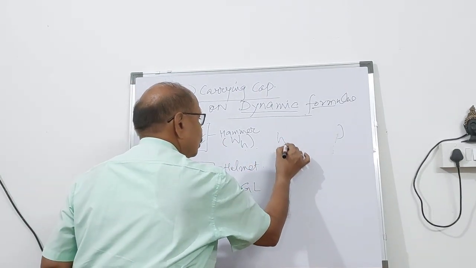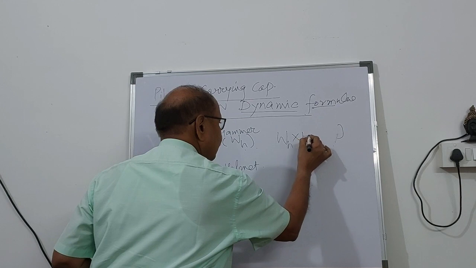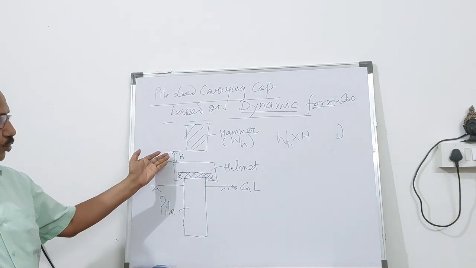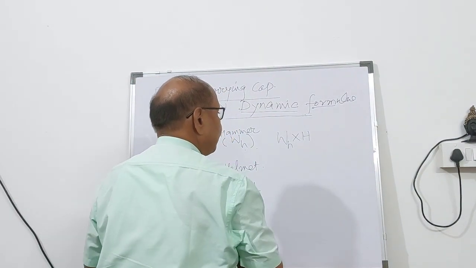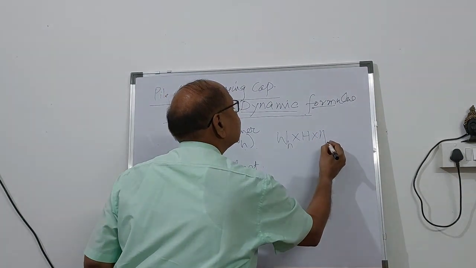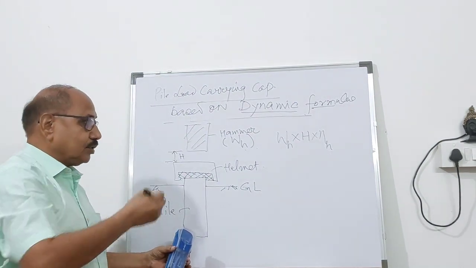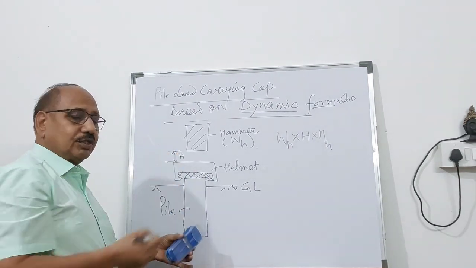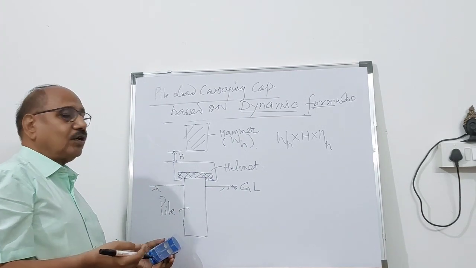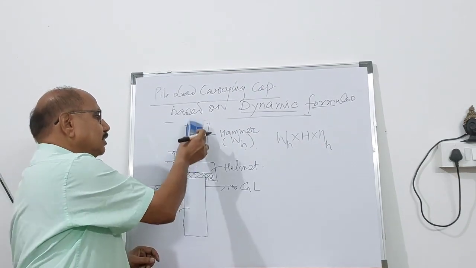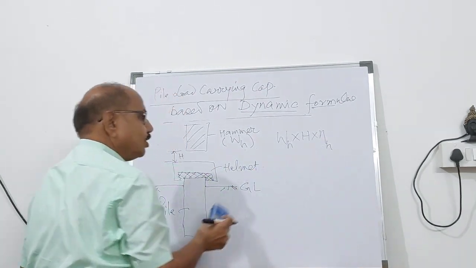imparted. So if the weight of the hammer is WH, you multiply it by the height of fall, capital H, as shown in the figure, that is the energy, multiplied by the efficiency of the hammer, eta H. So eta H is the efficiency of the hammer, whether it is going under gravity, or you are going to have some steam, single acting steam or double acting steam, and this is being operated. So how you are going to operate it? Based on that, the efficiency of the hammer.